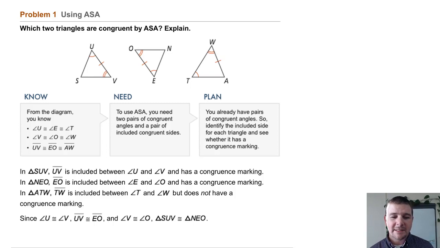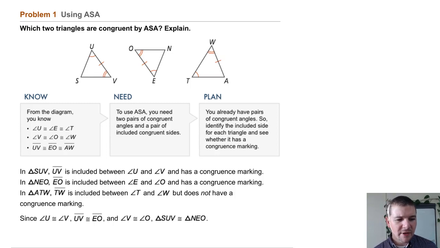What you need is to use angle-side-angle. So you need two pairs of congruent angles and a pair of included congruent sides. So, a plan: you already have pairs of congruent angles, so identify the included side for each triangle and see whether it has a congruence marking.